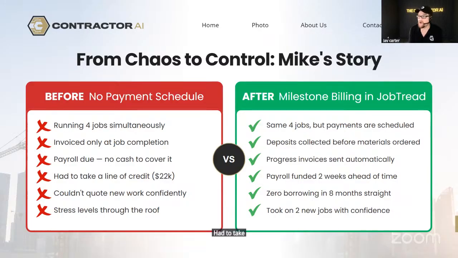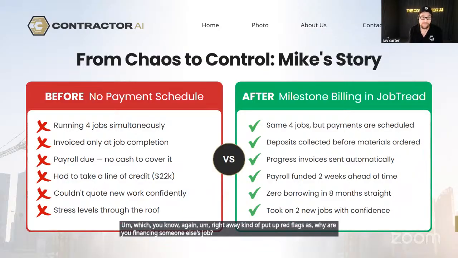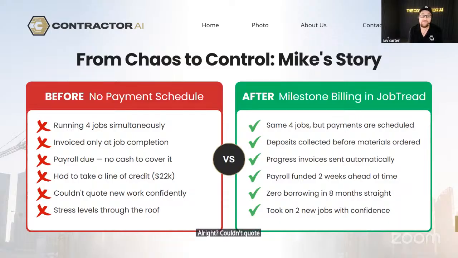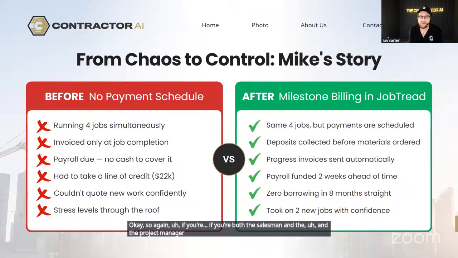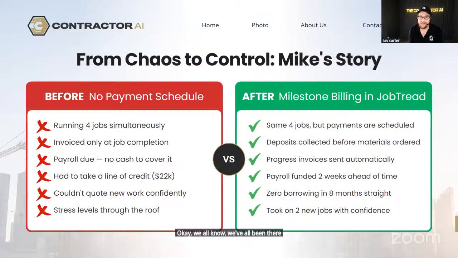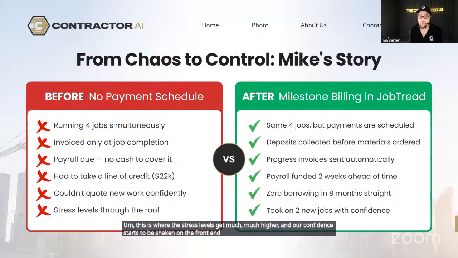He had to take a line of credit to actually cover his payroll, which right away put up red flags: why are you financing someone else's job? He couldn't quote new work confidently, and his stress levels were through the roof. If you're both the salesman and the project manager and all the hats in one, we've all been there. We know what that's like. This is where the stress levels get much, much higher, and our confidence starts to be shaken on the front end when we're missing the main hat we should be wearing, which is building the business.